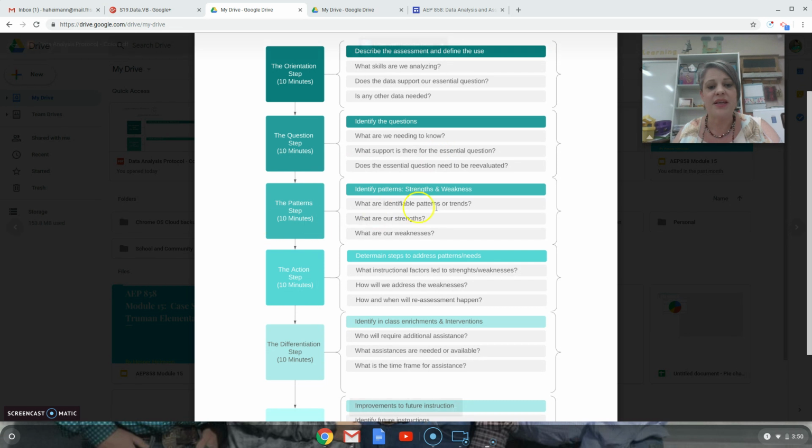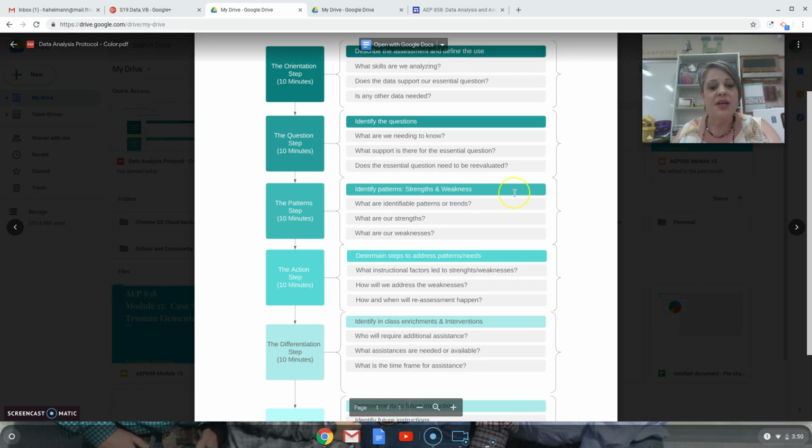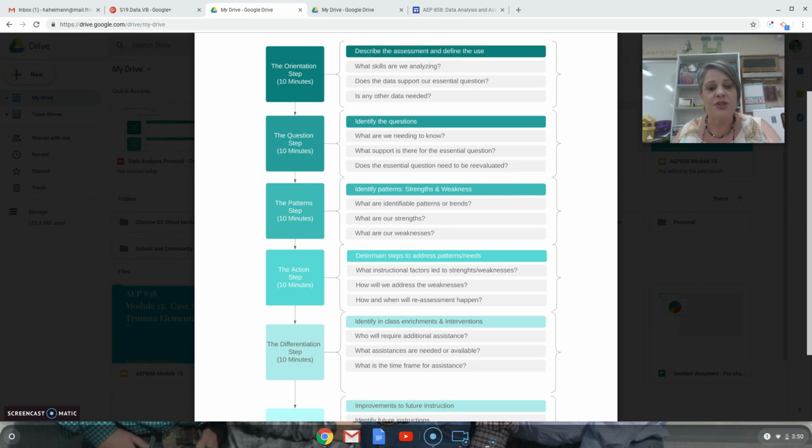Third is the pattern step. We're going to identify patterns and trends as they're emerging in the data. We also want to look at both our strengths and our weaknesses. What are our strengths and what are our weaknesses? Sometimes I believe with data analysis, we get so stuck on just looking for our weaknesses that we don't look at our strengths. From our strengths, we can then take that data and apply it to our areas of weakness sometimes. So we need to make sure that we're identifying both areas there.